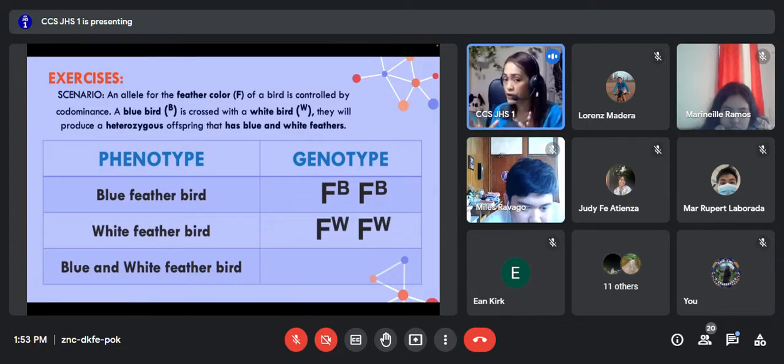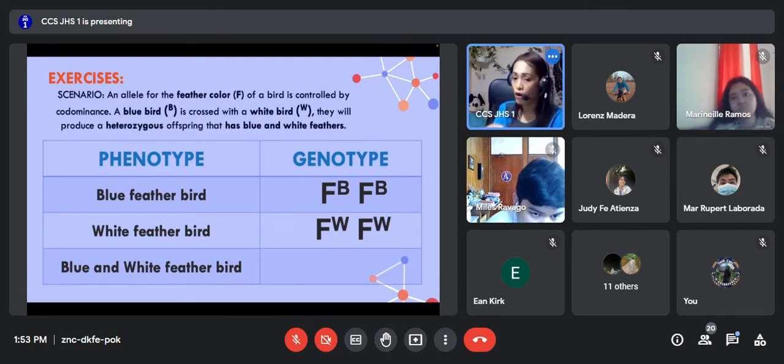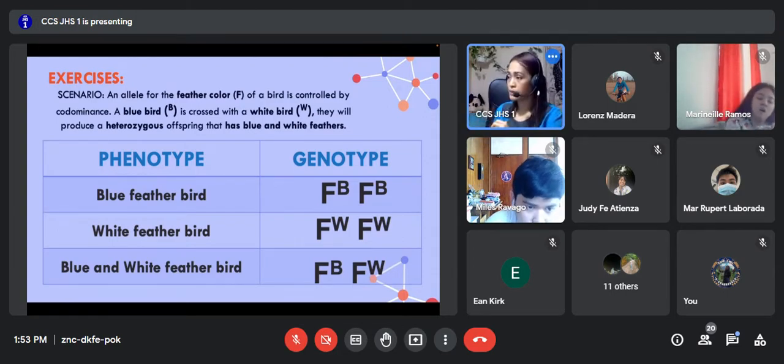But if your bird has blue feathers at the same time white feathers, take note, it is not combined. It means they are expressed together. Unlike in incomplete dominance wherein blue and white would give sky blue. But here, it's a different pattern. They are both expressed on the organism. So you have blue parts and white parts.